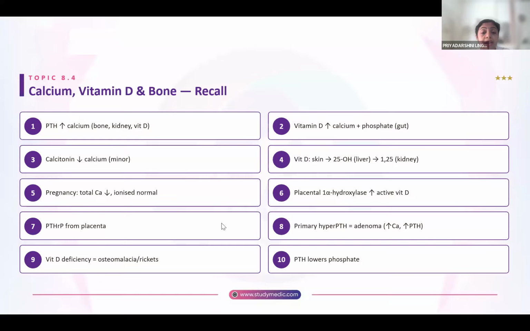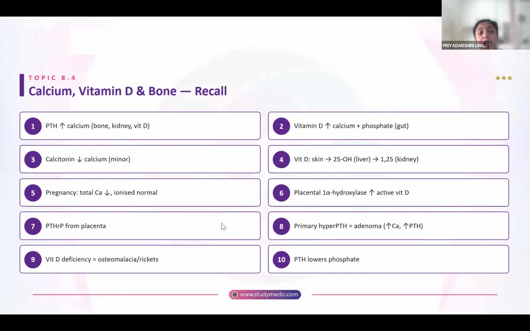You have the skin, then once there is hydroxylation in the liver, you have 25 hydroxycholecalciferol, and finally in the kidney you have the most active form of vitamin D, which is 1,25 dihydroxycholecalciferol. This is the pathway of vitamin D. Now, in pregnancy, the level of calcium reduces. The ionized forms generally remain normal.